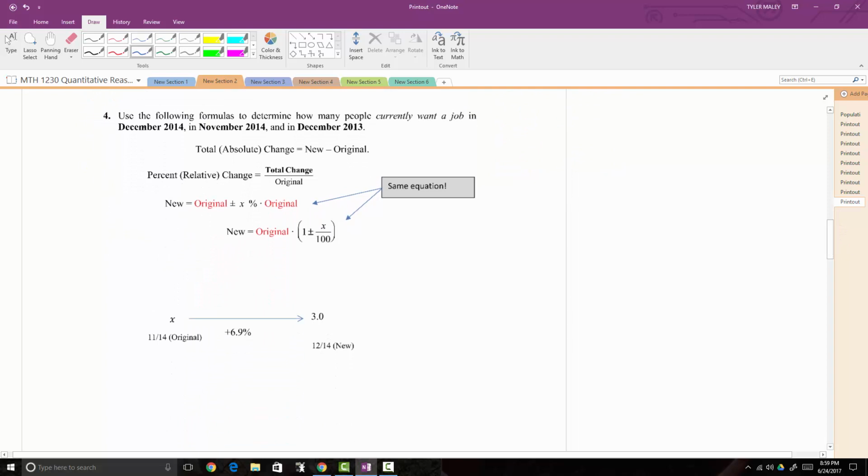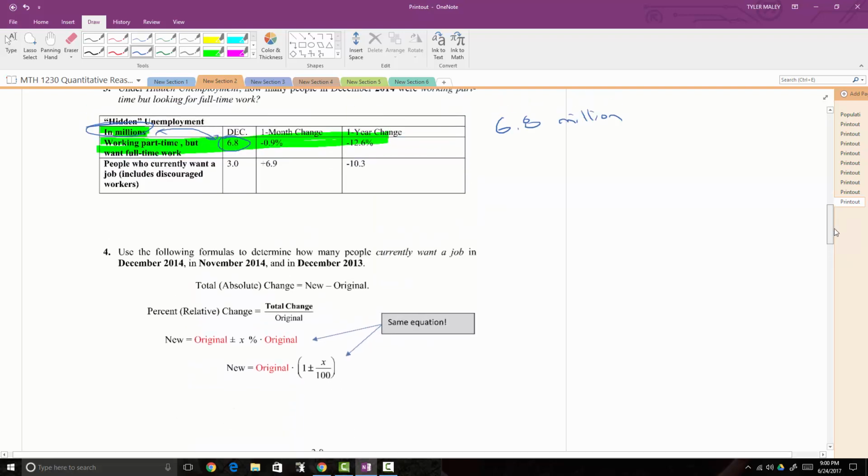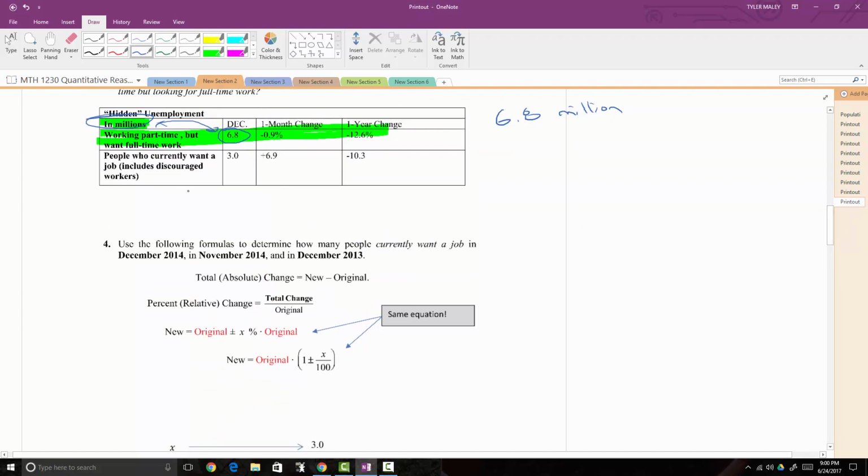And then part 4 says use the following formulas to determine how many people currently want a job in December 2014, November 14, and December 2013, right? So if we look above on the chart, we have people who currently want a job, and we have information for December of 2014. So since I have a 1 month change and a 1 year change, that's how I'm able to find November 14 and December 13, right?